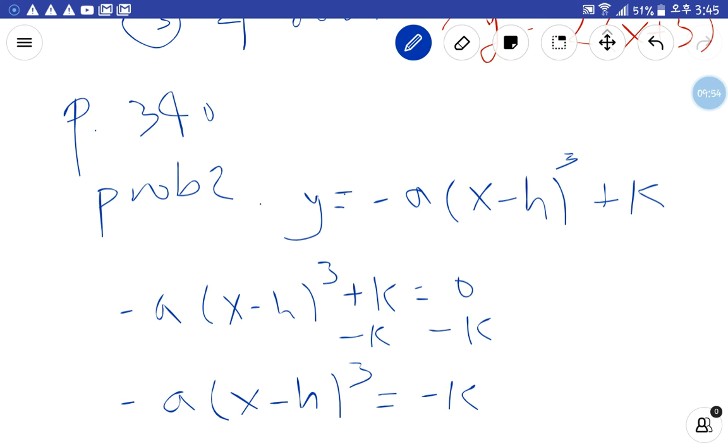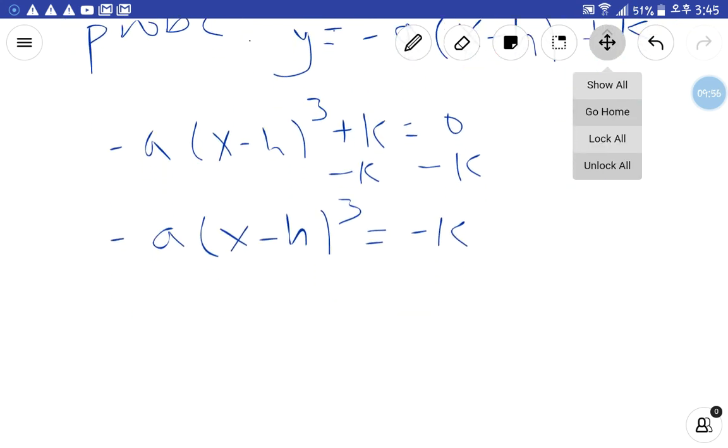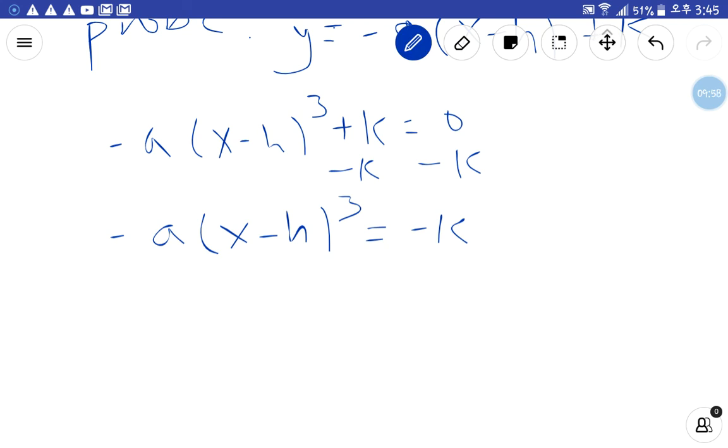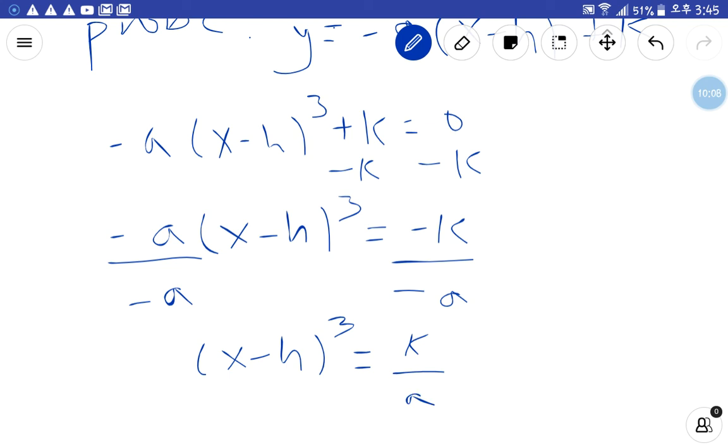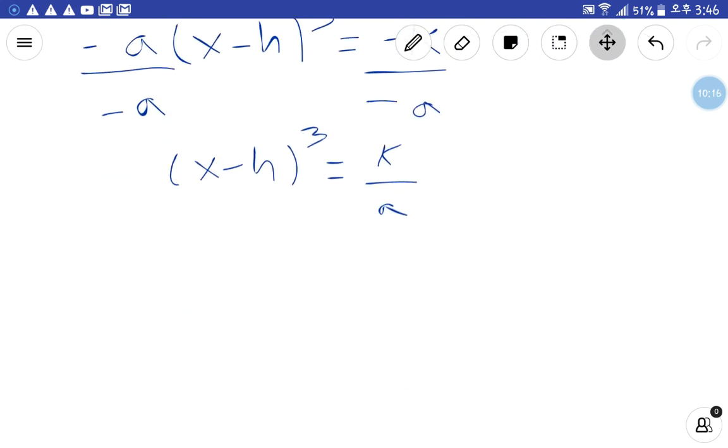Now, what do I do? After, divide by negative a each side, then I have x minus h cubed equal k over a. Now what? I wanted to get my x alone, but I have a cubed on it. You have to put the cube root on each side.